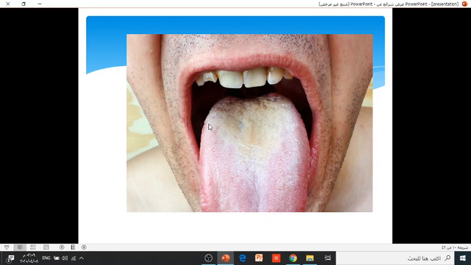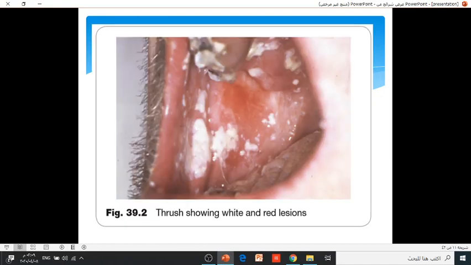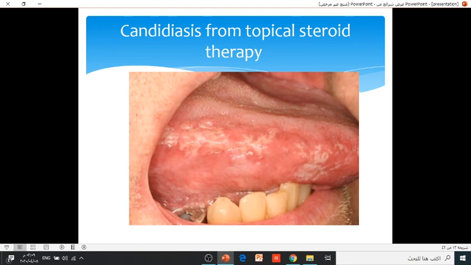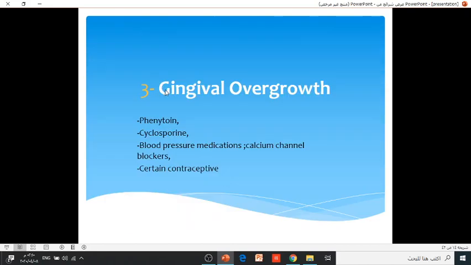It's differentiated from other white lesions by being able to wipe off, leaving an erythematous surface. Here we can see a white and red lesion, a candida lesion. This case must be an immunosuppressed patient, like a cancer chemotherapy patient. Here we can see candidiasis from topical steroid therapy on the lateral border of the tongue. This is a candida infection from a steroid inhaler or topical therapy.